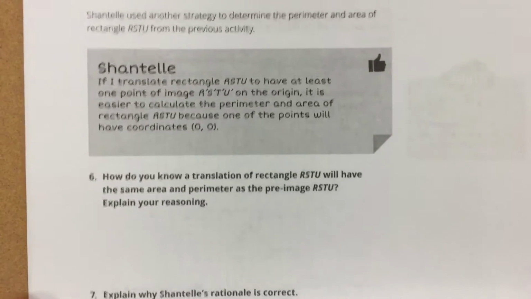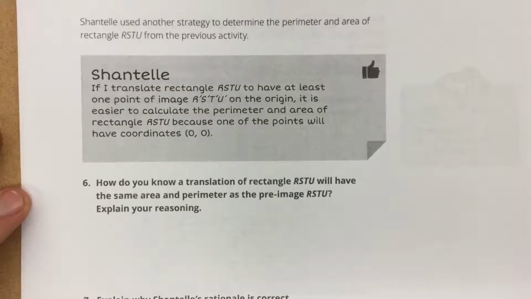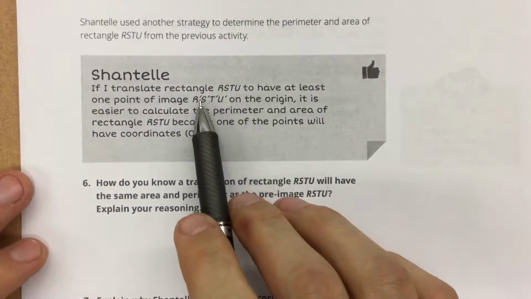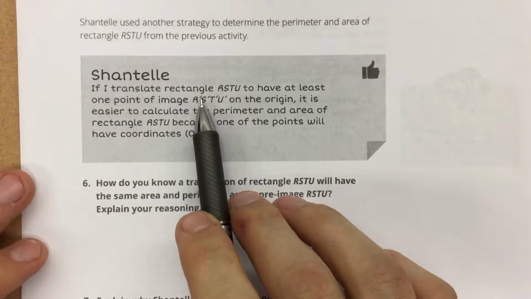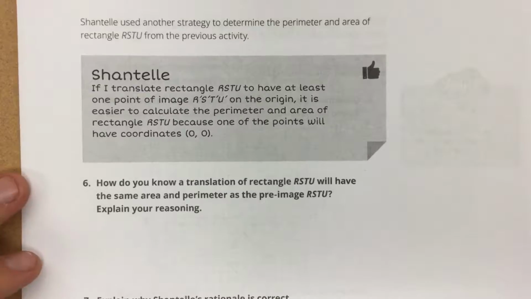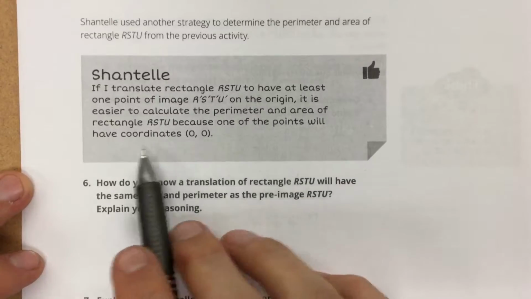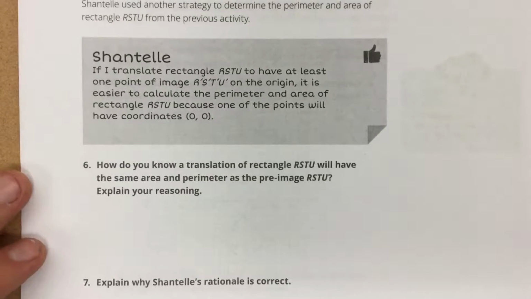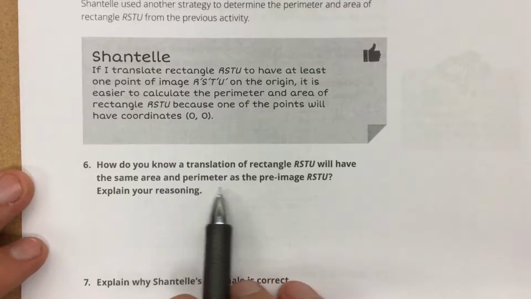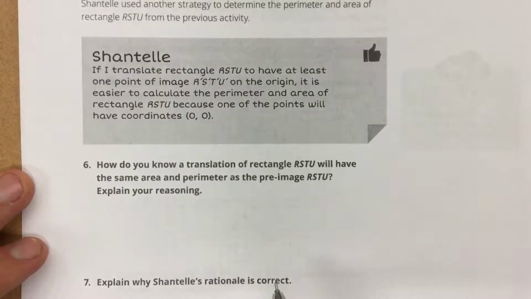Okay, number 6, we have Chantel. Chantel used another strategy to determine the perimeter and area of rectangle RSTU from the previous activity. She said, if I translate rectangle RSTU to have at least one point of image R prime, S prime, T prime, U prime, these little symbols, I'm just going to read them as primes, okay? On the origin, it is easier to calculate the perimeter and area of rectangle RSTU because one of the points will have coordinates 0, 0. So, question 6 says, how do you know a translation of rectangle RSTU will have the same area and perimeter as the pre-image RSTU? Explain your reasoning.